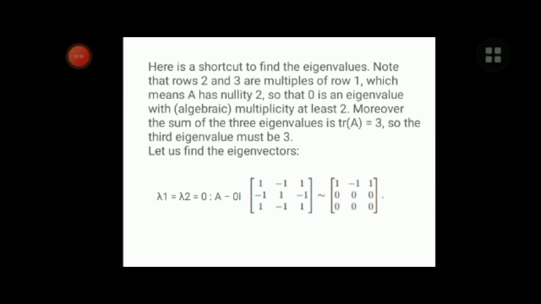Let us find the eigenvectors. Lambda 1 equals lambda 2 equals 0. That is A minus 0I. The matrix [1, -1, 1; -1, 1, -1; 1, -1, 1] is similar to the matrix [1, -1, 1; 0, 0, 0; 0, 0, 0].